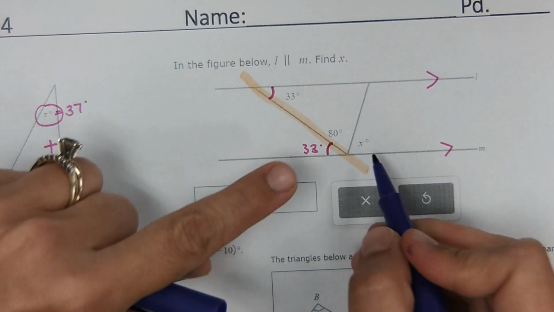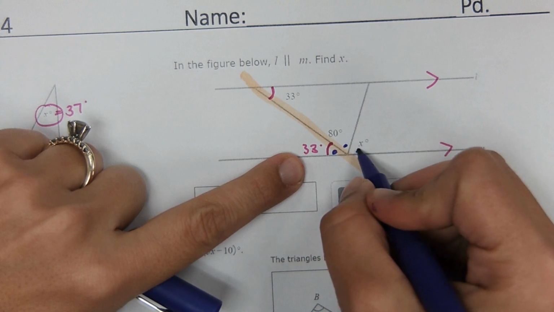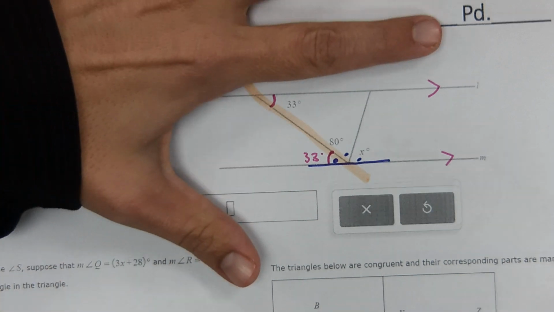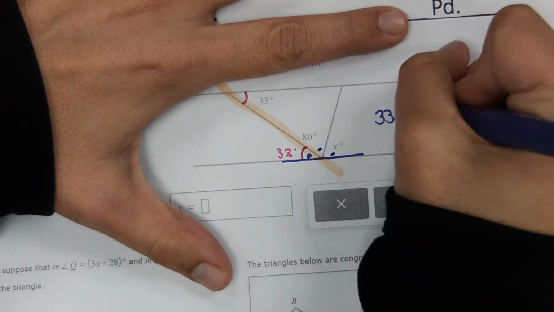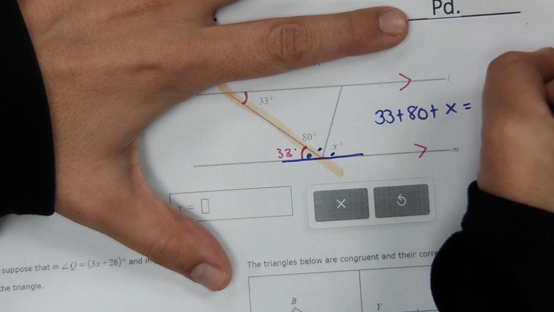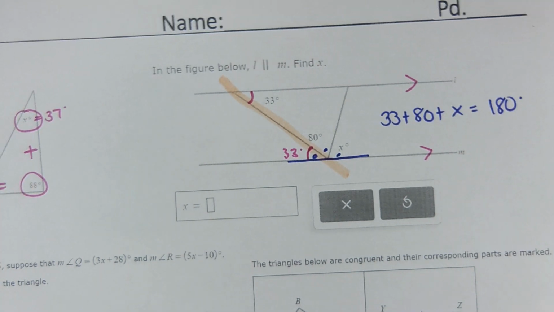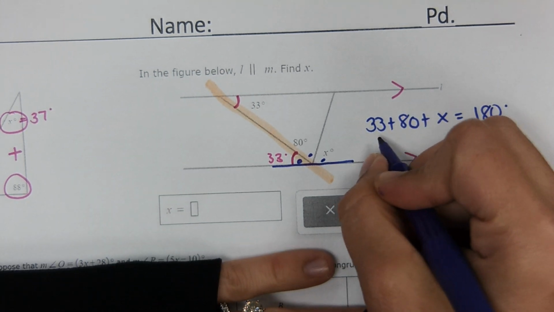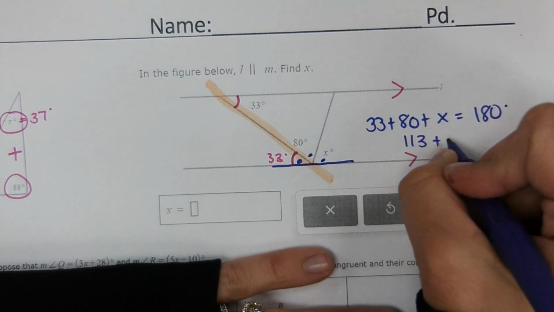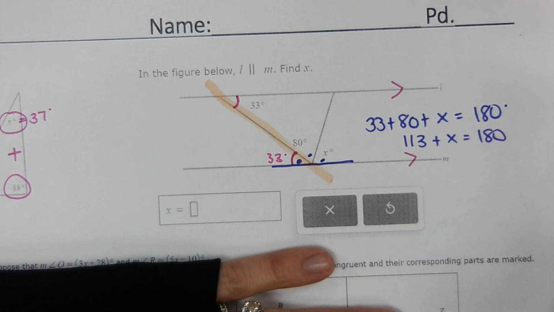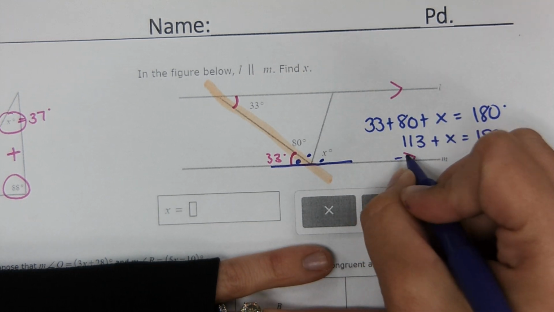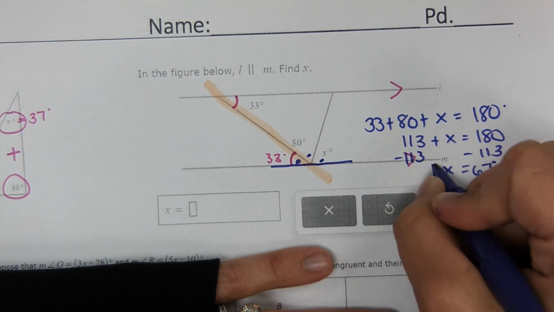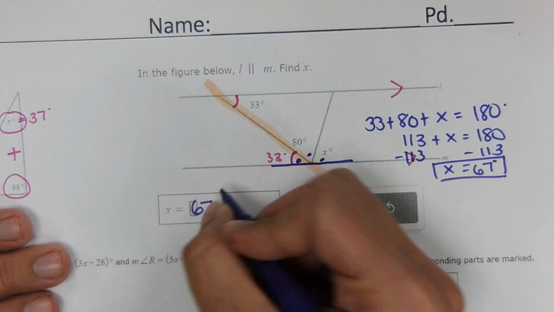And then I'm trying to find x. I noticed that these three angles form a straight line. So that means that these three angles add up to 180 degrees. So I can do 33 plus 80 plus x equals 180 degrees and solve for x that way. So I'll combine like terms here. I get 113 plus x equals 180. Then subtract 113 from both sides, and x equals 67 degrees. And that's the answer here, so you just type that in the box.